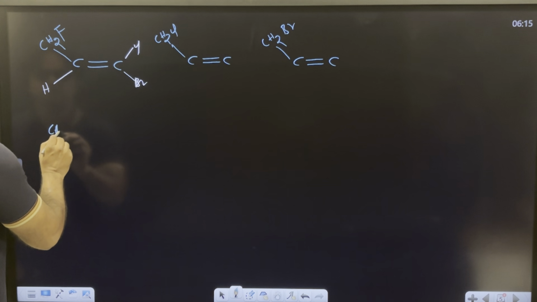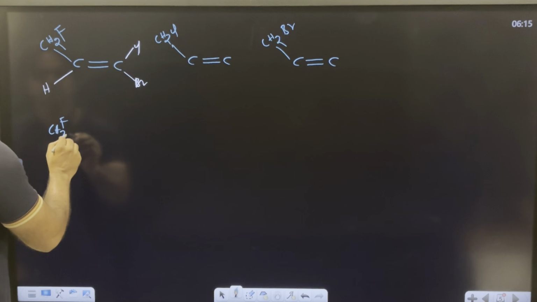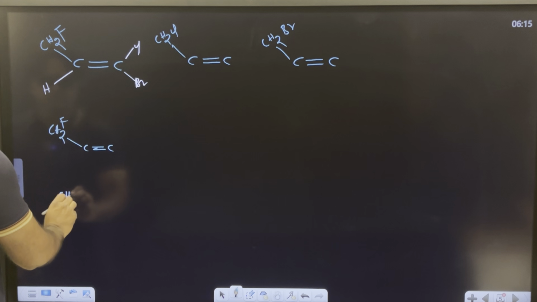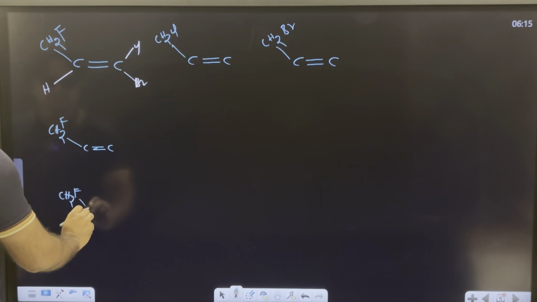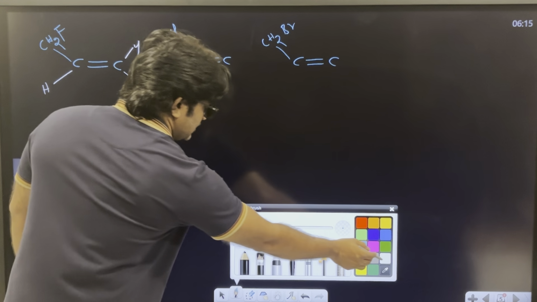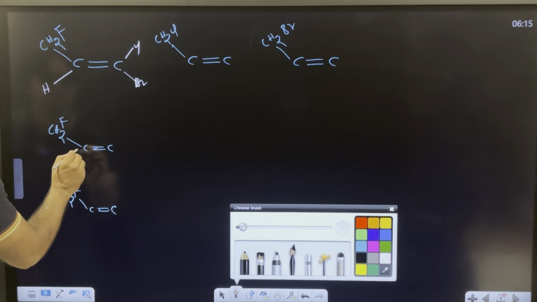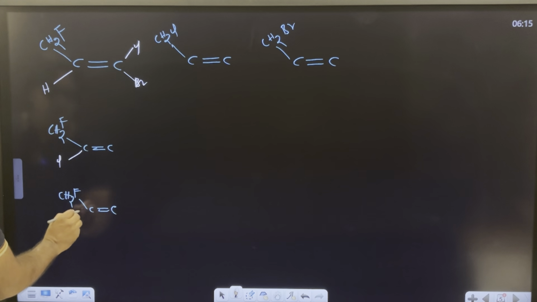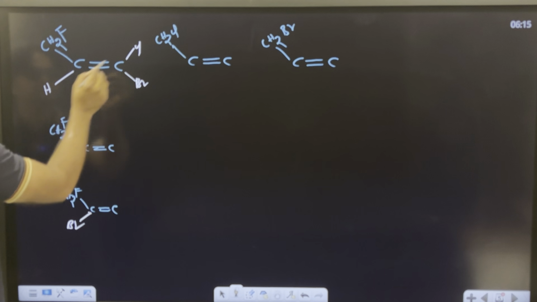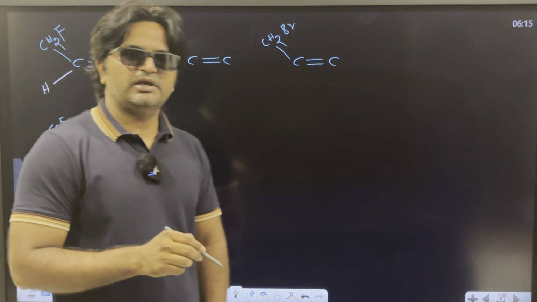Same thing, CH2F, CH2F, C double bond C. Next one, CH2F, C double bond C. Not only hydrogen, you can take chlorine here also. Not only chlorine, even bromine we can take. For example, if you are taking hydrogen here, the remaining chlorine and bromine are connected to the other carbon atom.